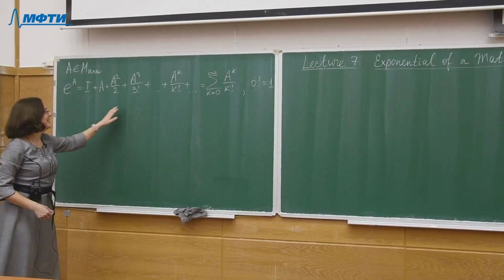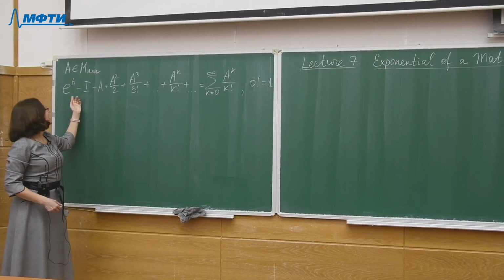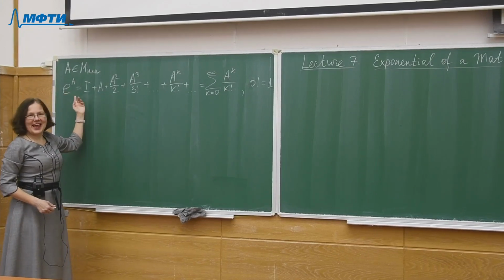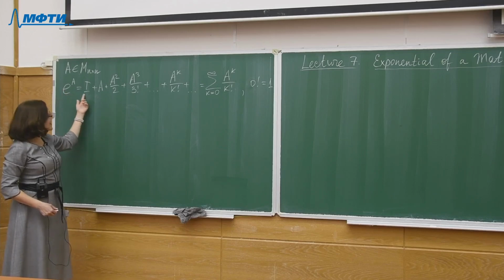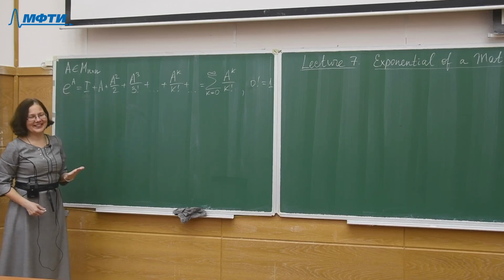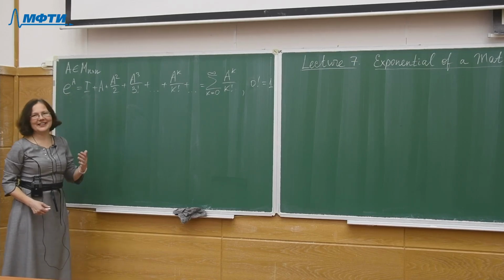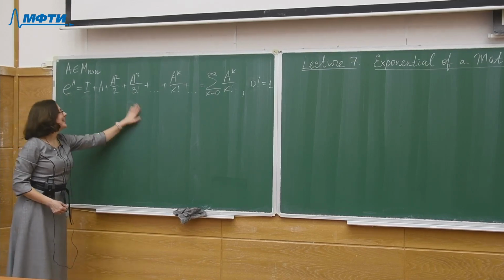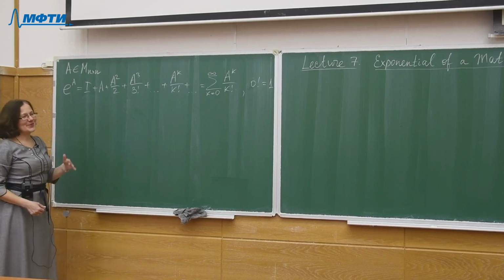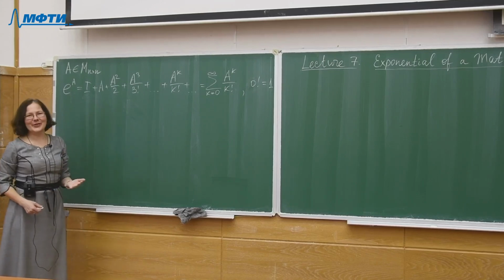So we will agree that for any matrix A, this matrix is well defined. It exists and is well defined. We will take this without proof, to avoid introducing operator norm and so on.